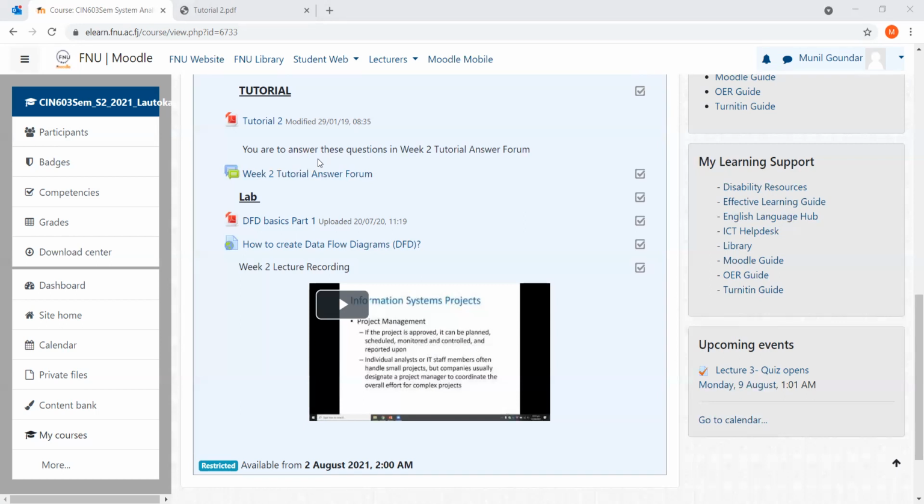But otherwise, generally, most of the things I try my level best to cover almost every aspect of CN 603 in the lecture and tutorial class.